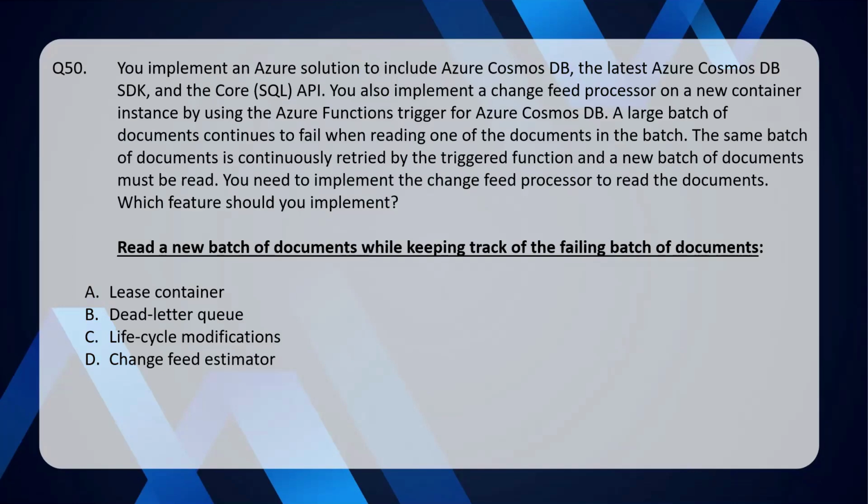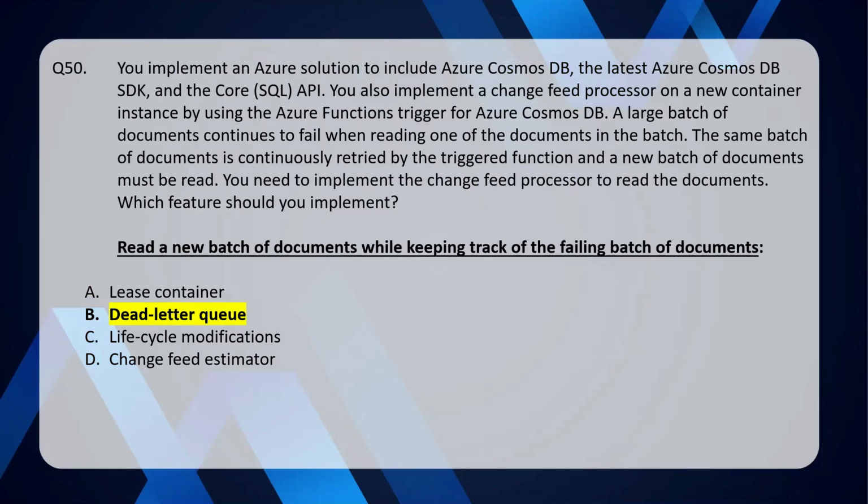Now, the first part of the question is talking about reading a new batch of documents while keeping track of the failing batch of documents. Your options are lease container, dead letter queue, lifecycle modifications, change feed estimator. Friends, you want to keep track of failed documents so they don't block the rest of the processing and they are stored separately in a dead letter queue. Lease container is what the change feed processor uses to maintain state. It tracks the last read position for each partition.